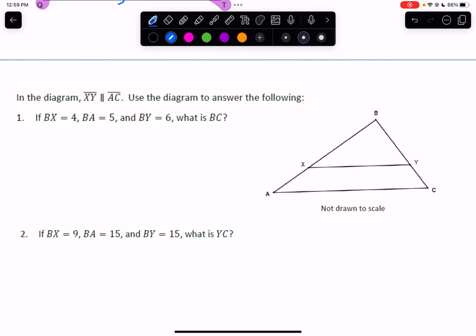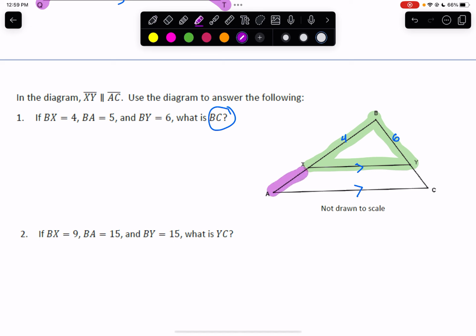Now in the diagram, XY is parallel to AC. Use the diagram to answer the following. If BX equals 4, BA equals 5, and BY equals 6, what is BC? Let's break this diagram apart. I have a triangle up here. BX is 4, and I have BY is 6. Now, I look at the amount that is cut off on each side.